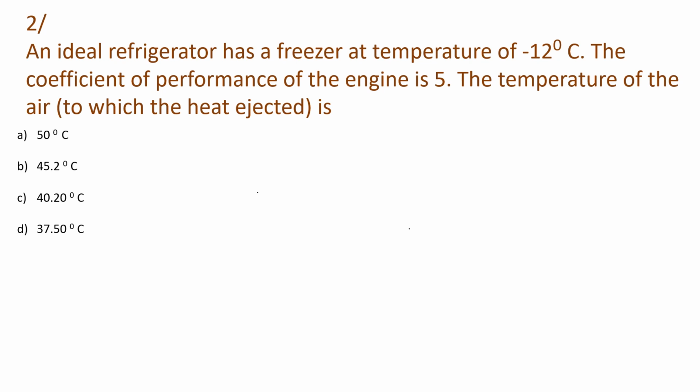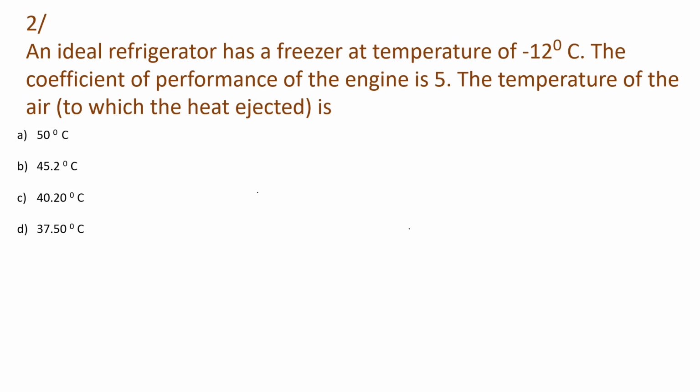So here is our second question. An ideal refrigerator has a freezer at a temperature of minus 12 degrees Celsius. The coefficient of performance of the engine is 5. The temperature of the air to which the heat is ejected is? And the options are 50 degrees Celsius, 45.2 degrees Celsius, 40.20 degrees Celsius, and 37.50 degrees Celsius.